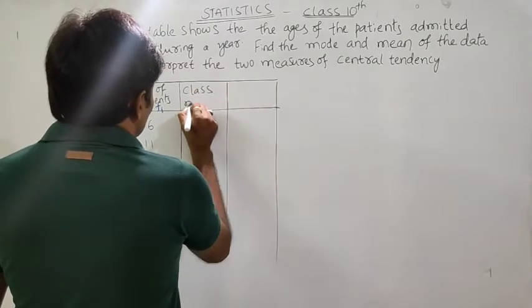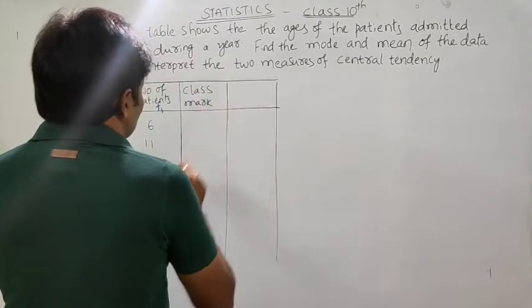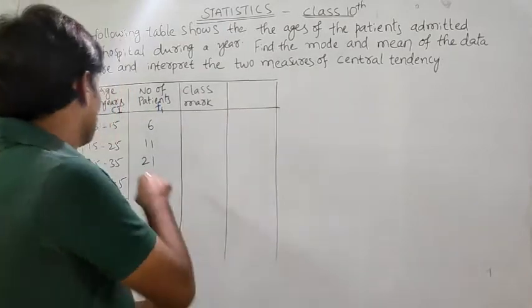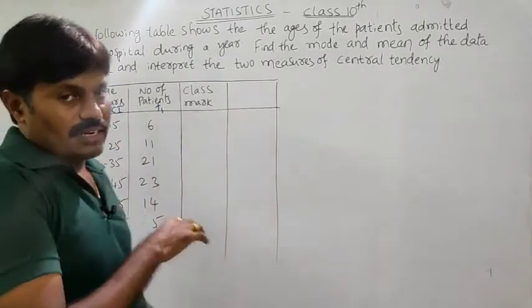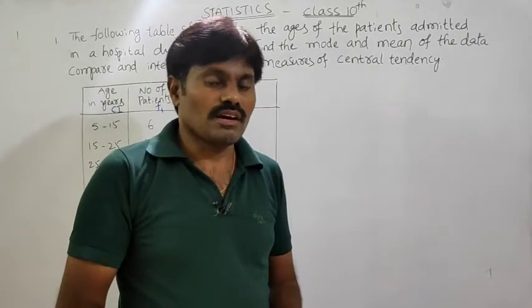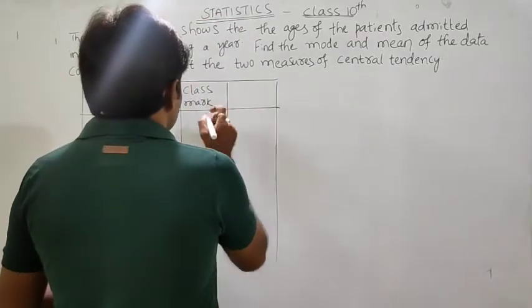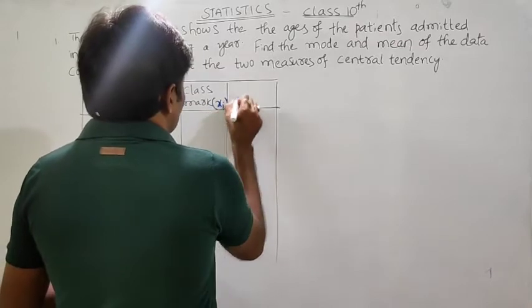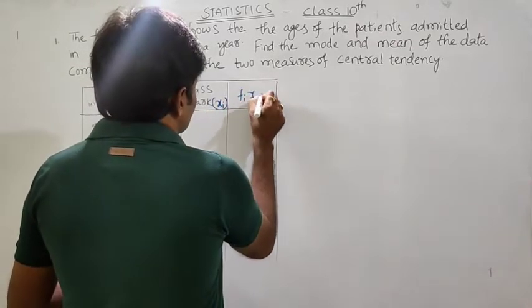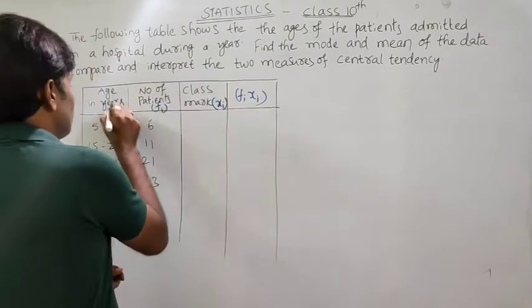How to find the class mark? Lower boundary plus upper boundary by 2, so it is the average of the lower and upper boundaries. So the class mark is denoted by xi. Next we want Fi into xi.